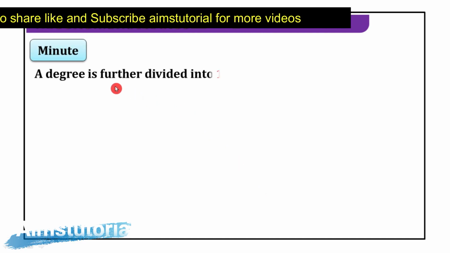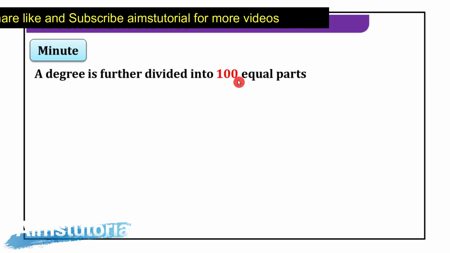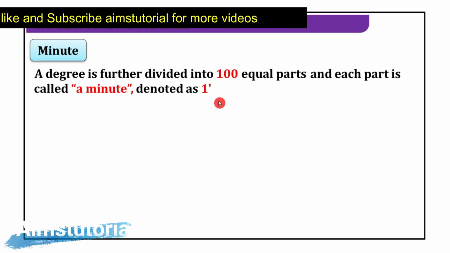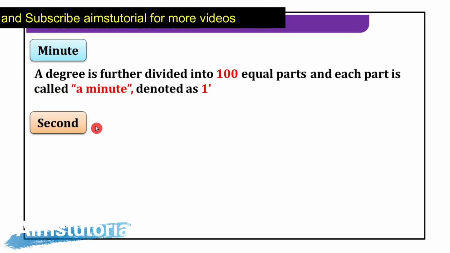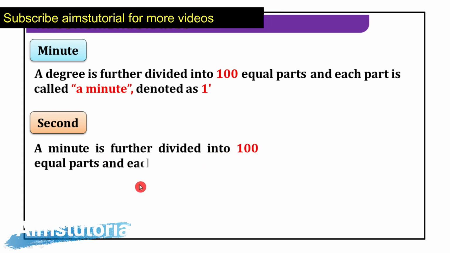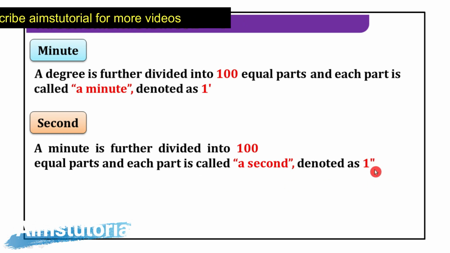Minute. A grade is further divided into 100 equal parts, and each part is called a minute. Second. A minute is further divided into 100 equal parts, and each part is called a second.